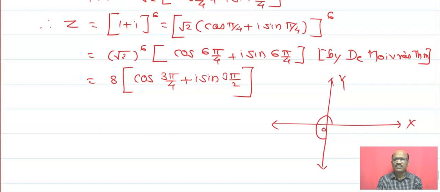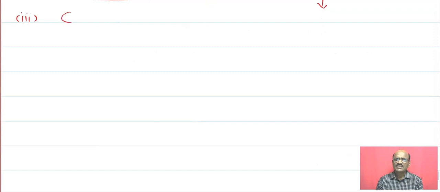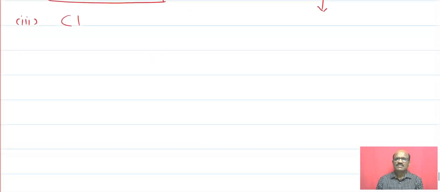That is 3 pi by 4. It comes in the second quadrant. Sorry, the angle is 3 pi by 2. So cos of 3 pi by 2 plus i times sin of 3 pi by 2. It comes on the y-axis, and on the y-axis the cos is 0 and the sin is minus 1. Therefore the answer is minus 8i.